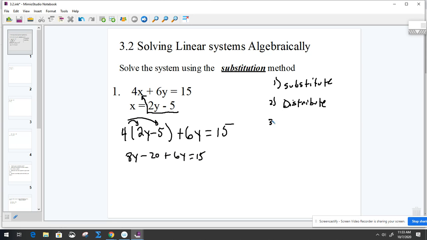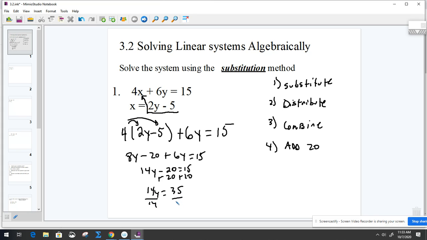I'm going to combine like terms, okay? So I've got 8y plus 6y is 14y minus 20 equals 15. I'm going to add 20 to both sides, okay? So I got 14y equals 35. I'm going to divide by 14. So step 5 would be divide by 14. And then I get y is equal to, I'm going to reduce the fraction. They're both divisible by 7, so 5 over 2.